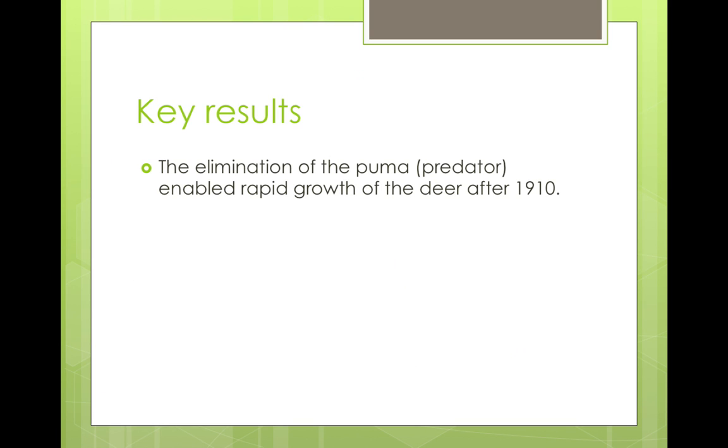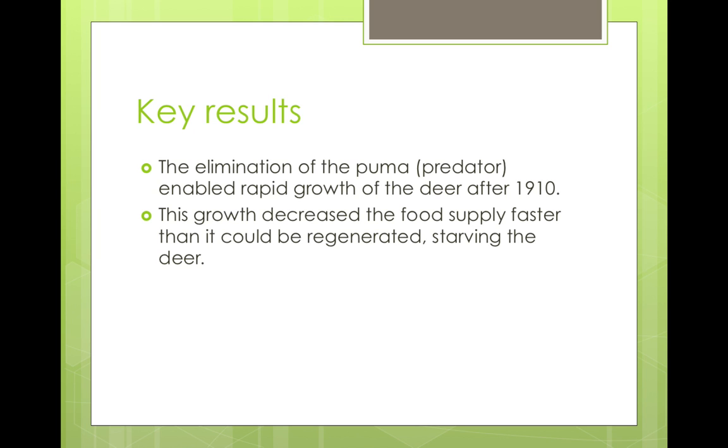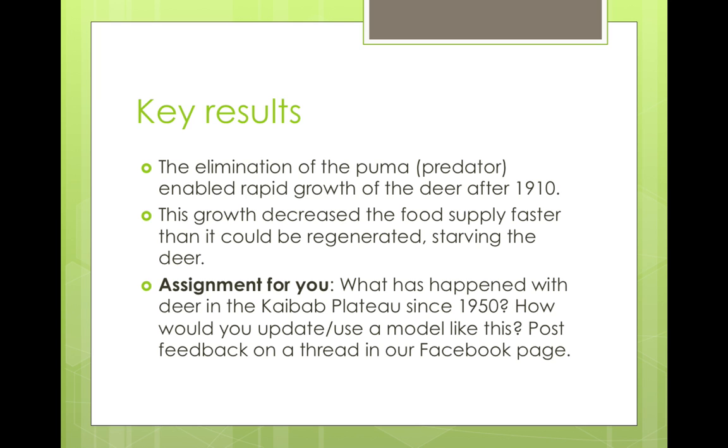We can summarize the results of this case study as follows. First, the elimination of the puma, which was the predator, enabled the rapid growth of the deer after 1910, and this growth decreased the food supply faster than it could be regenerated naturally. So this basically created this overshoot that resulted in starvation of the deer.